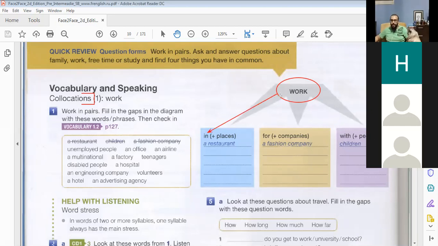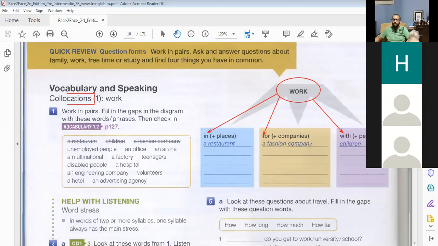But if it's a company, you work for a company. So you can say, I work for a fashion company. And you can also use with. I work with, if you want to talk about people. Maybe you're a school teacher, maybe a kindergarten teacher, or maybe you're a pediatrician, so you work with children. So you can say, I work with children, all right? Now what we want to do is, do you see this nice box we have on the left side?